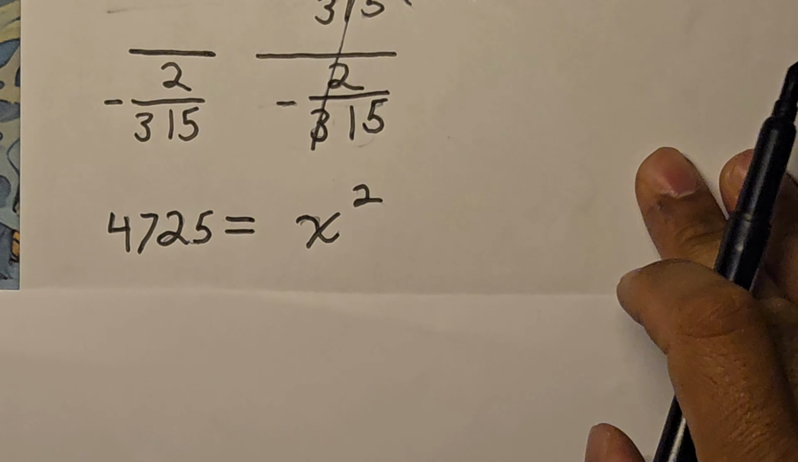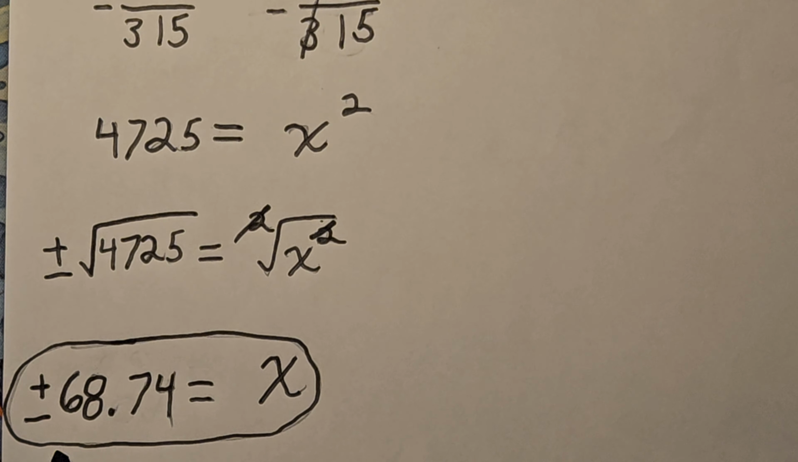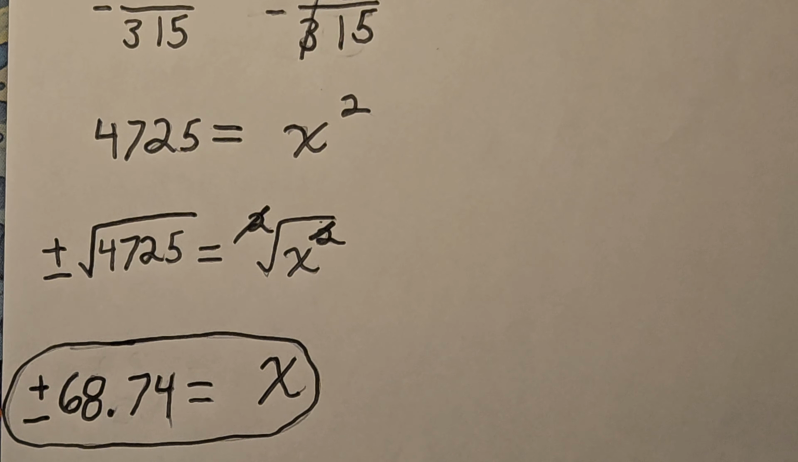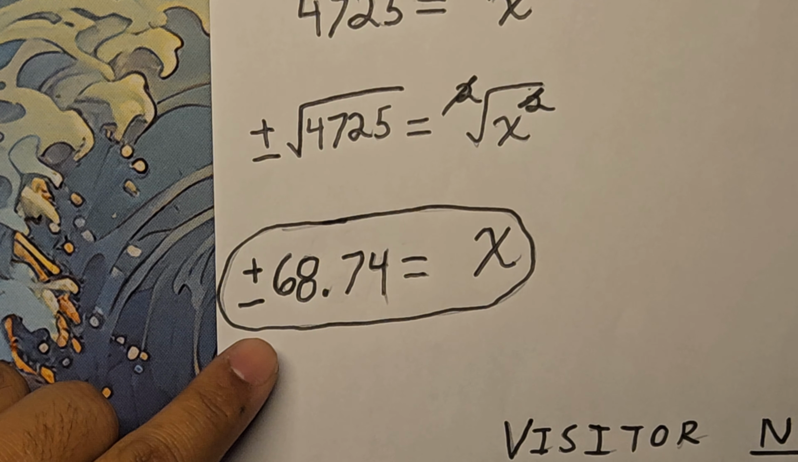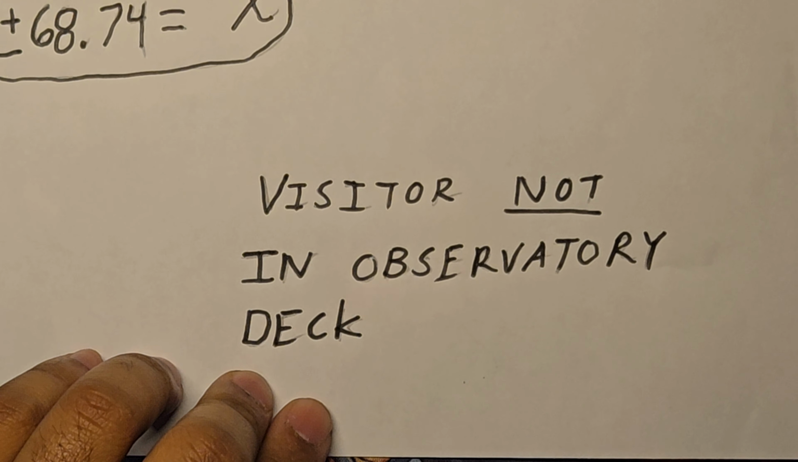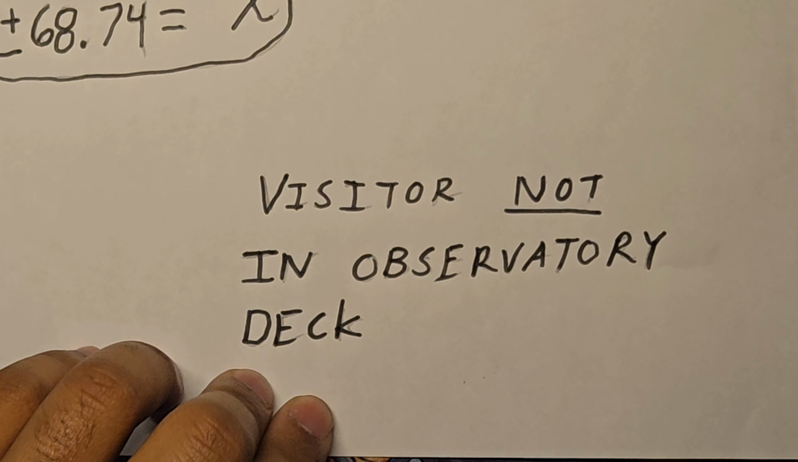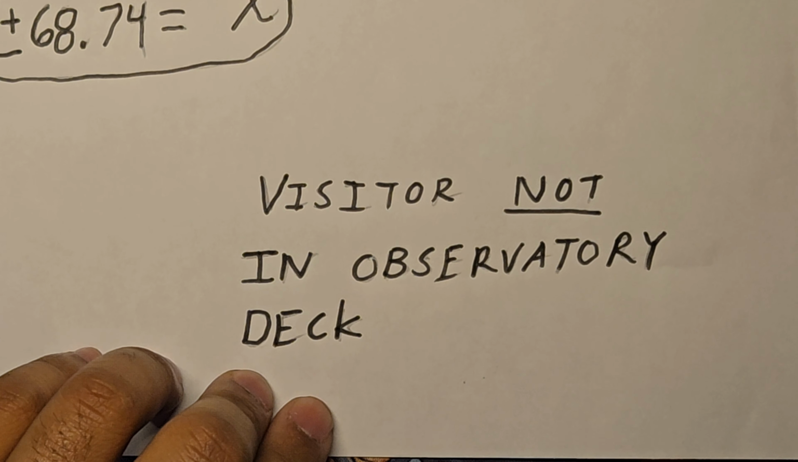Now I'll do the square root property. Now I get two solutions, which is plus or minus 68.74 equals x. Since I got two solutions here, this means that I have two locations. The visitor at a height of 600 feet above ground is outside the observatory deck because from before I found out that the deck's farthest end wall was at a height of 623.29 feet above ground, this makes it impossible for the visitor to reach the room at 600 feet.